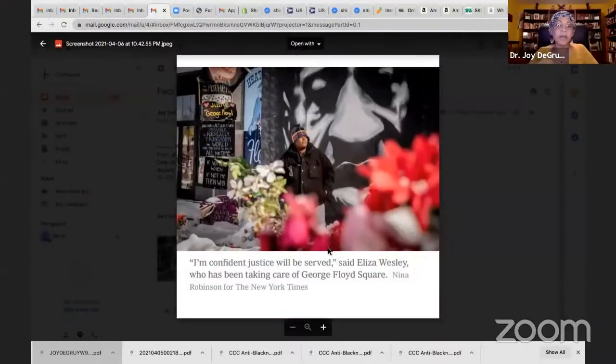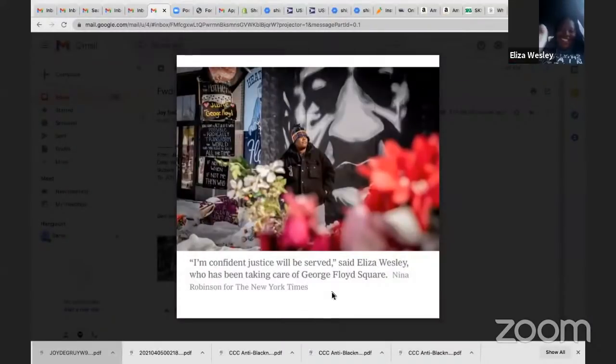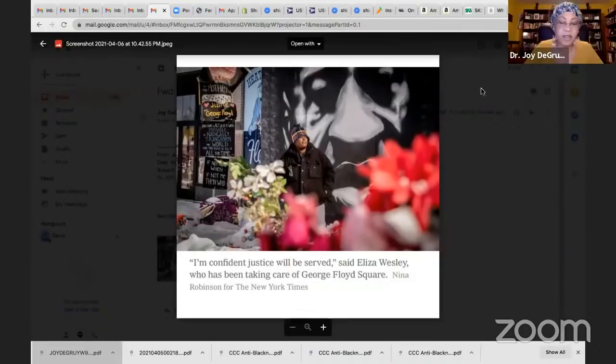Just a second. We want to show the audience the picture. Can you see it? This is the picture. It says, "I'm confident justice will be served," said Eliza Wesley, who has been taking care of George Floyd Square. That is Eliza in front of that incredible mural behind her, surrounded by flowers.